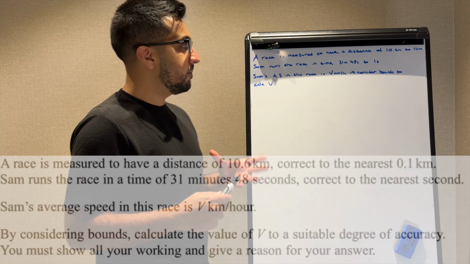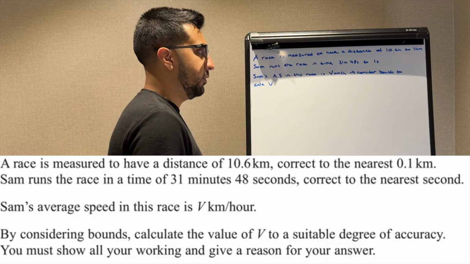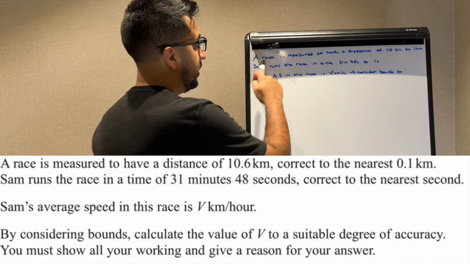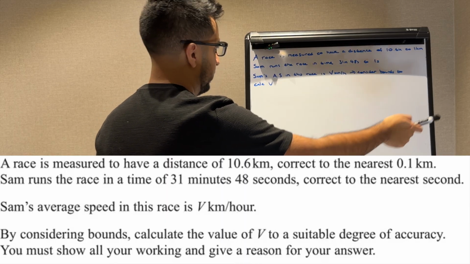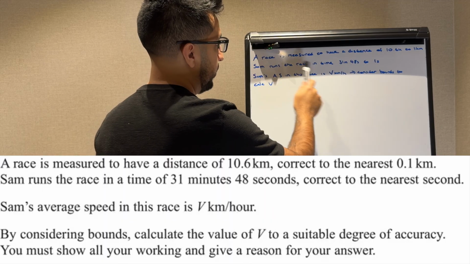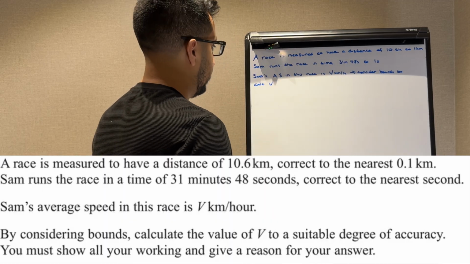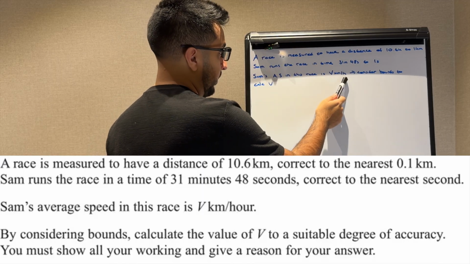GCSE bounds, a very easy question to get right, but also one to lose marks on very quickly because there's a few places it could trip you up. So let's read the question. A race is measured, okay, so we have a distance of 10.6 kilometers to the nearest kilometer. We are running a time of 31 minutes and 48 seconds to the nearest second. We want to find the average speed, v, in kilometers per hour.